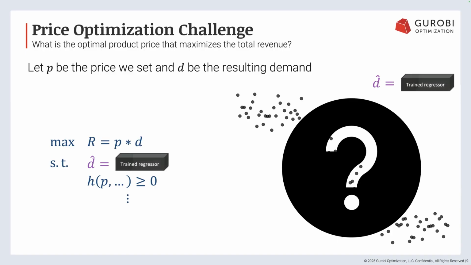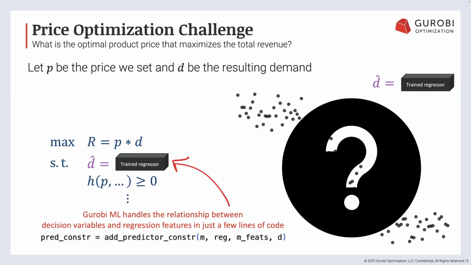And a great way to represent a black box is through a trained machine learning model, a trained regressor. This is particularly what Gurobi Machine Learning does. It handles the relationship between the decision variables and regression features in just a few lines of code. I'll talk about what this is in a second, but I really want to clarify how this is different from option 2 that I talked about a couple slides ago.